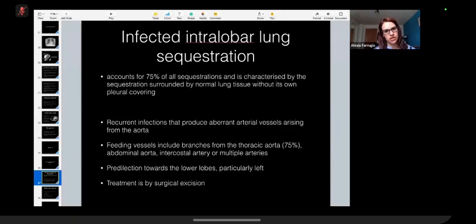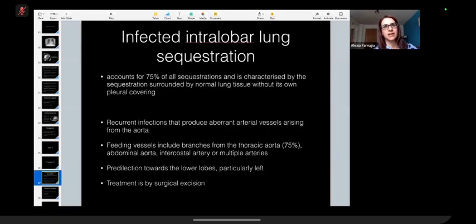So with intralobar sequestration, the lung tissue does not have its own pleural covering. The recurrent infections produce these aberrant arterial vessels, which arise at some point from the aorta. Most commonly, the feeding vessel is from the thoracic aorta in 75%, but at times may arise from the abdominal aorta or its branches, intercostal arteries, or multiple arteries. There's a predilection towards the lower lobes, particularly the left lower lobe, and the treatment is surgical excision of this area of sequestered lung.